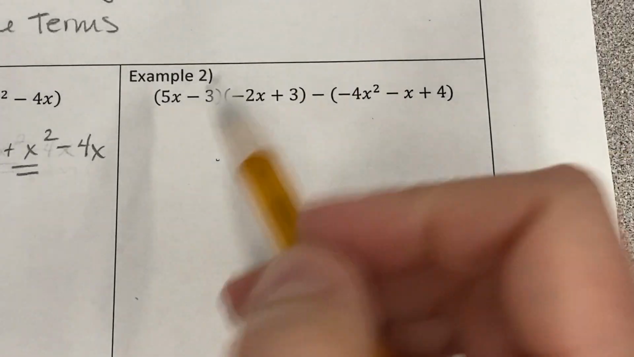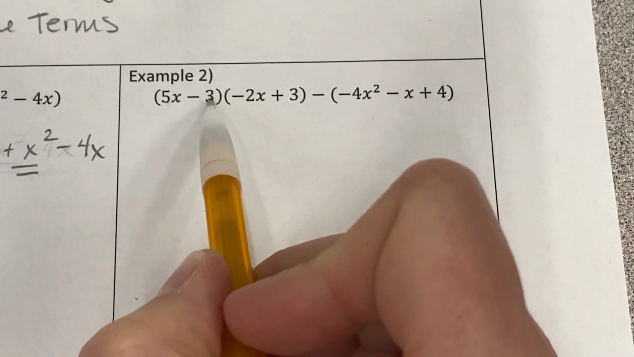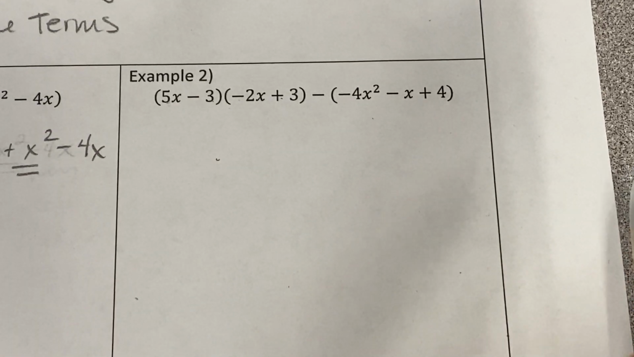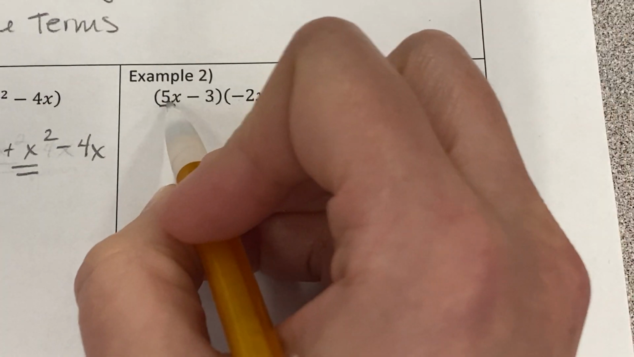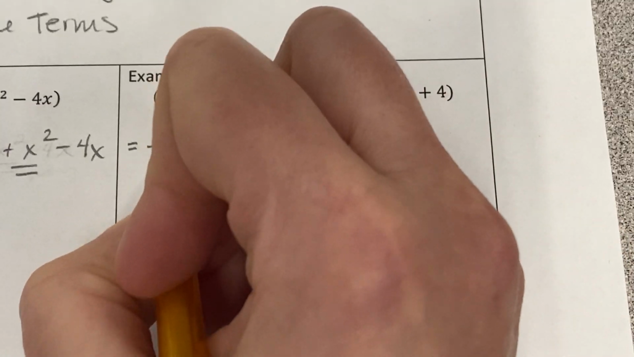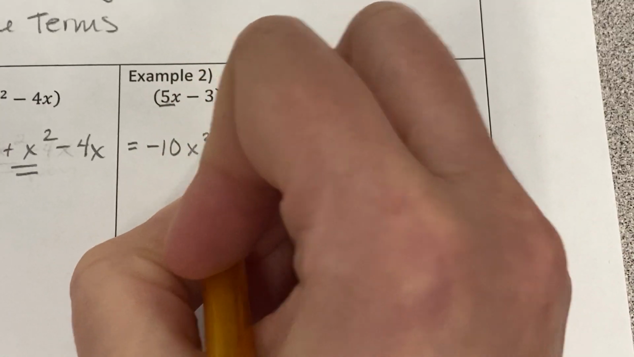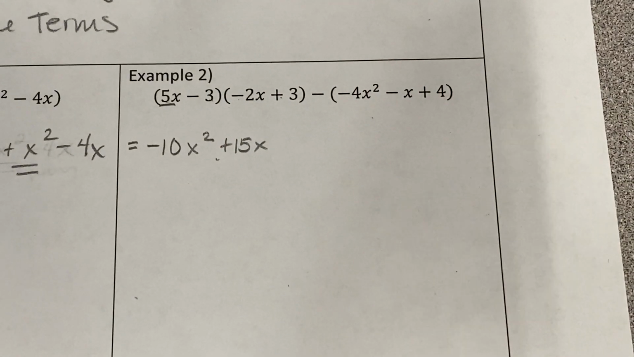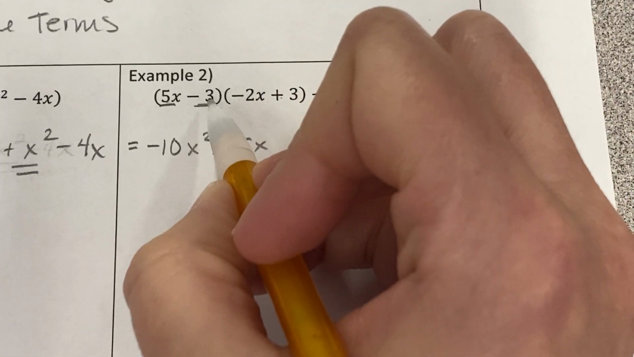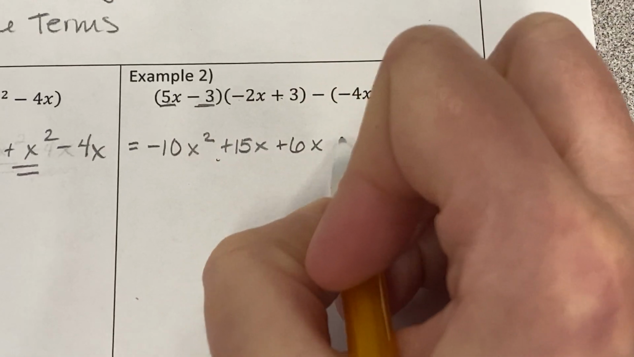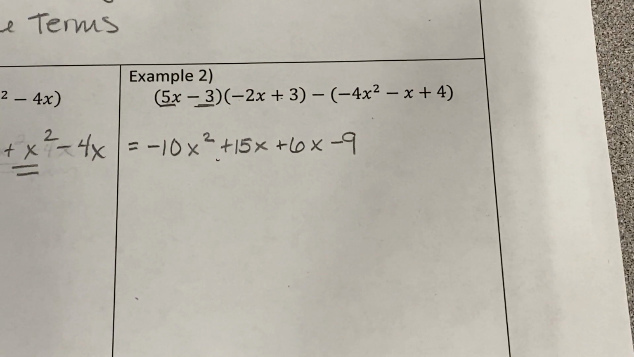So for this one, we will distribute each of these to each of these, and then I'm subtracting this whole quantity. All right, let's start with multiplying. So I'm going to distribute the 5x. So that would give me negative 10x squared plus 15x. This is gonna get pretty long. I better write smaller. Now I'll distribute the negative 3. So that would be plus 6x minus 9.